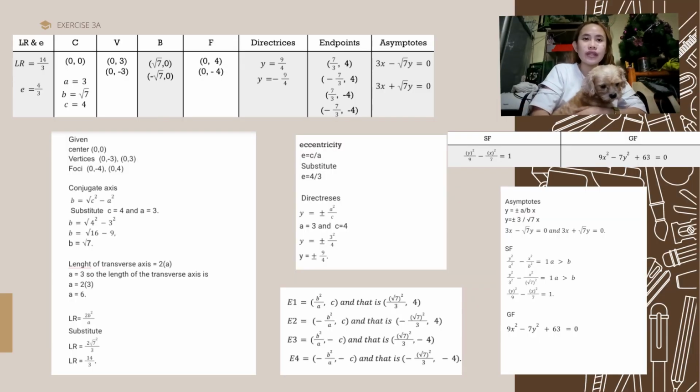So, let's continue and answer number 1. In number 1, the given are the center, which is 0, 0. The vertices are 0, negative 3, and 0, positive 3. And our foci are 0, negative 4, and 0, positive 4.